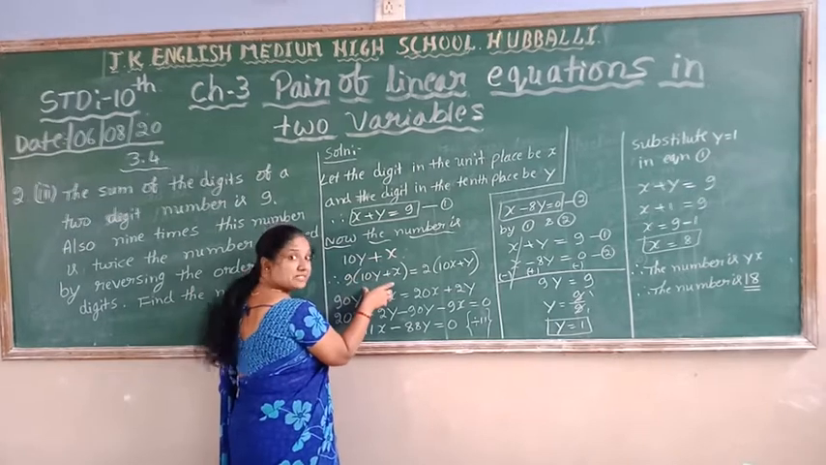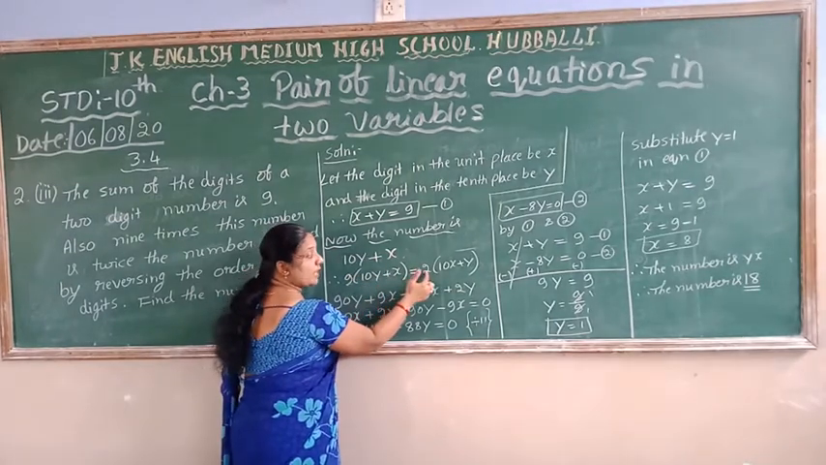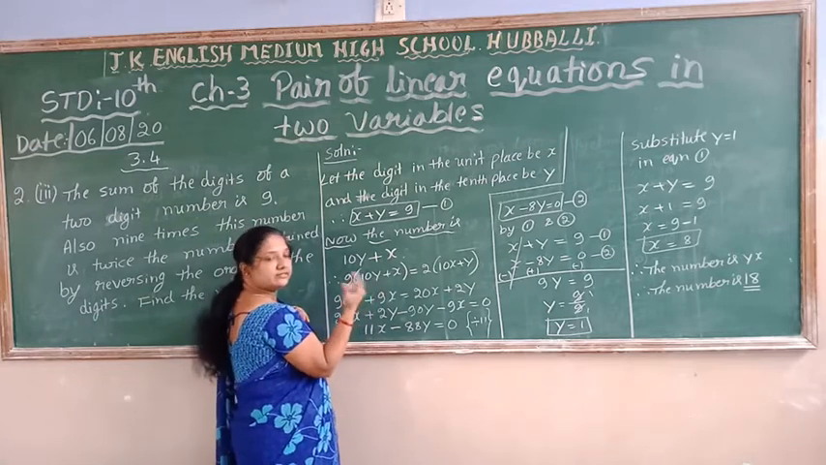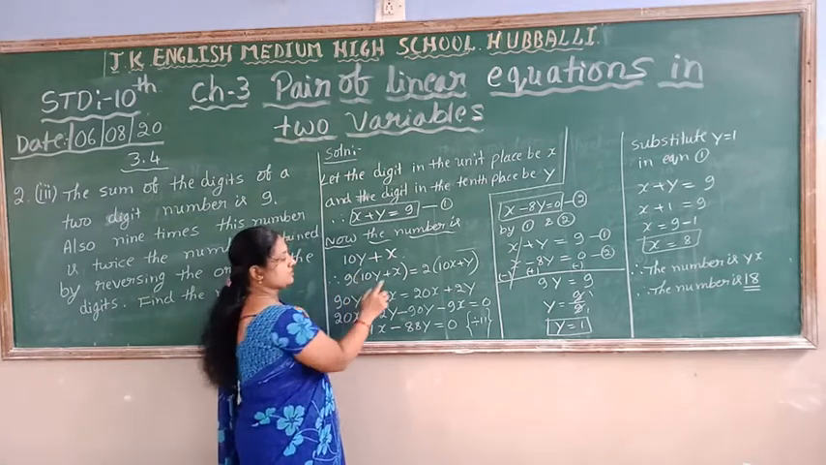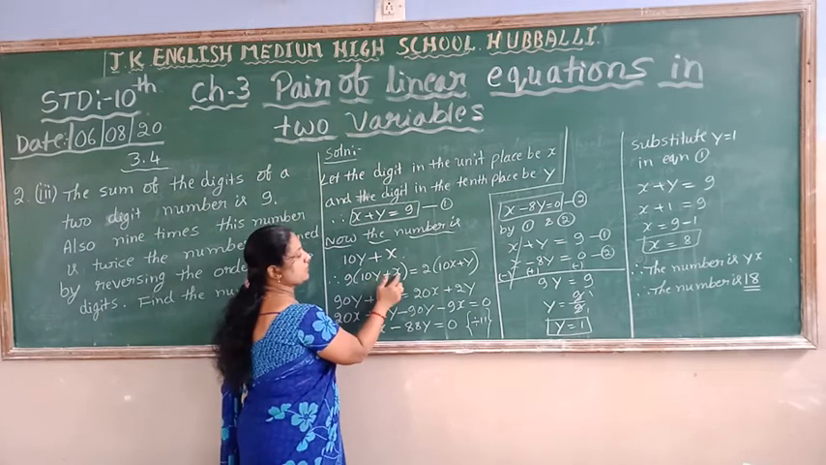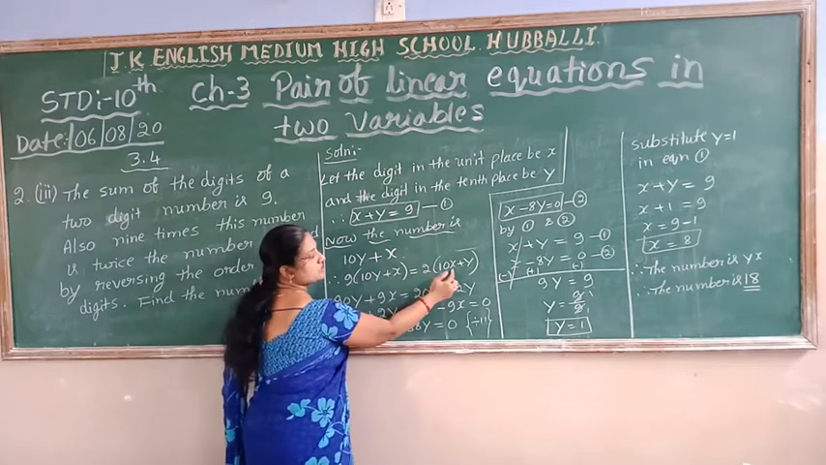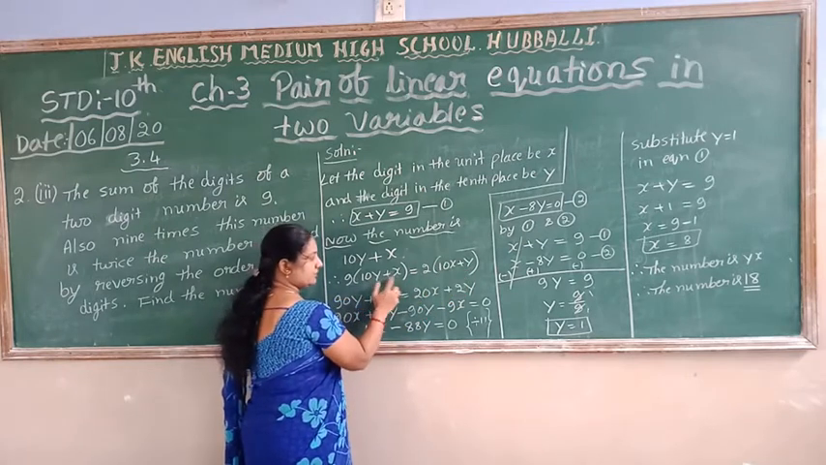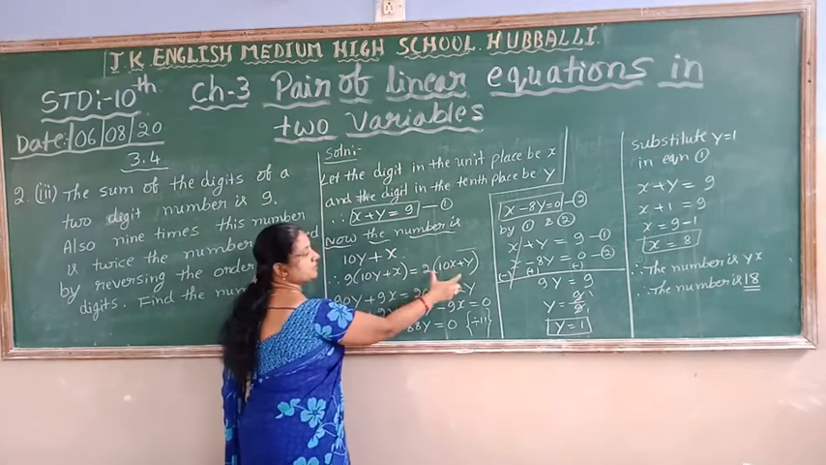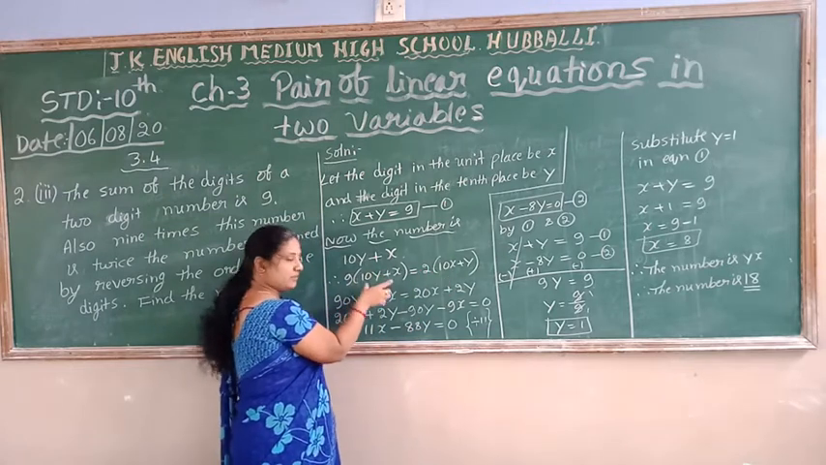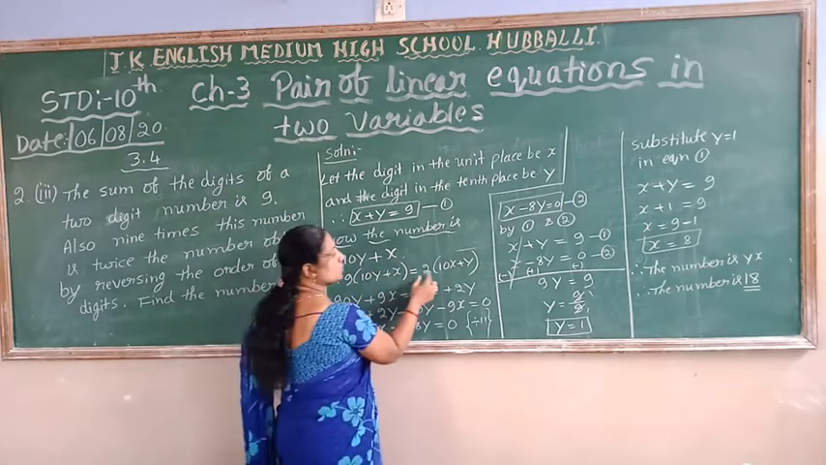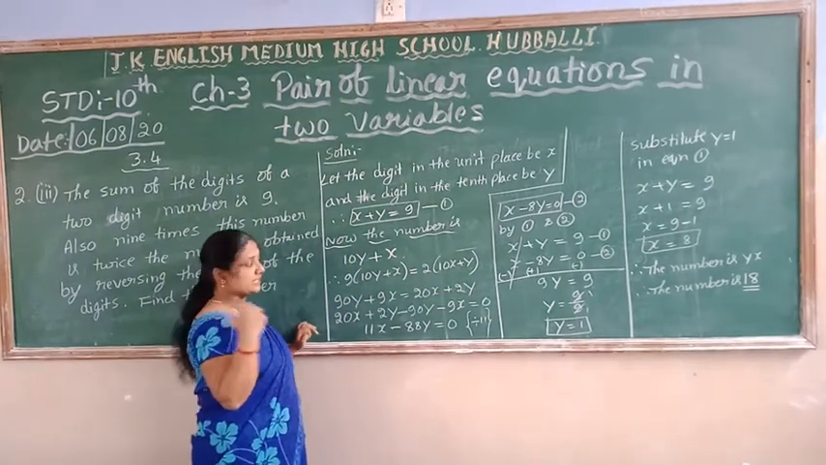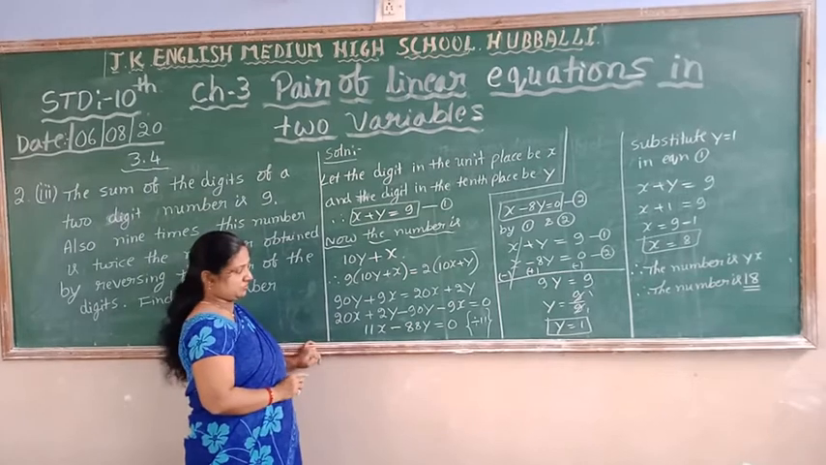9 times that number is equal to twice the number obtained by reversing its digits. When the digits are reversed, x comes in the 10th place and y comes in the unit place. So 9 times the number is equal to twice the reversed number. According to the sentence, I have written the equation.